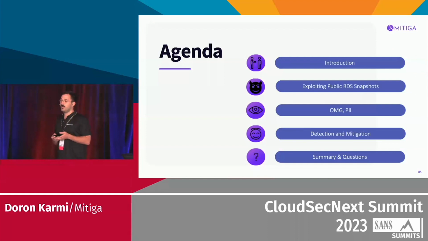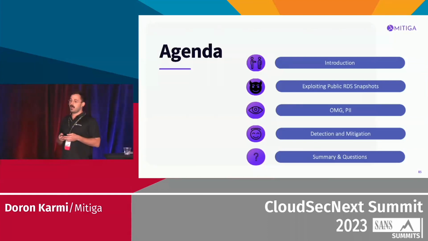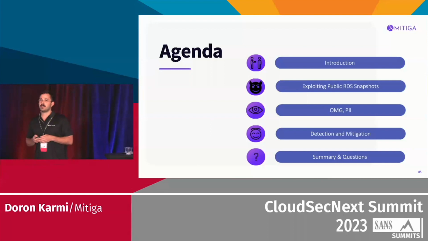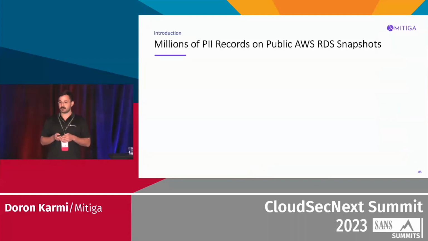Then we are going to, oh my God, PII, we're going to show you some examples and some numbers. And at the end, we would like you to have some action items after this talk, so some detection and mitigation steps that you can take later to employ in your organization. But before, I would like to show you some examples.